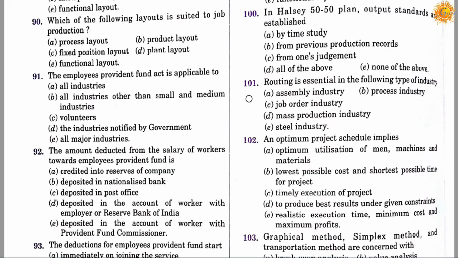Question number 101. Routing is essential in the following type of industry. Option A, assembly industry. Option B, process industry. Option C is a job order industry. Option D is a mass production industry. Option E is a steel industry. Correct answer is A. It means routing is essential in the assembly industry.